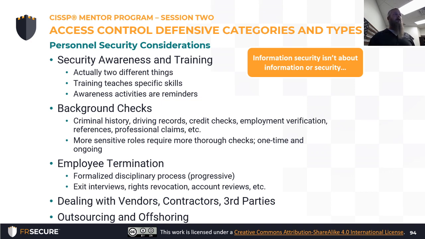Personnel security considerations. Security awareness training. Two different things. One's awareness. One's training. Training is teaching you to do a specific thing. Awareness is, hey, making you aware of things. Treating them like they're the same thing is a common mistake. Awareness activities, reminders, posters, things like that. Training is, hey, we're going to learn how to identify a phishing email or whatever.